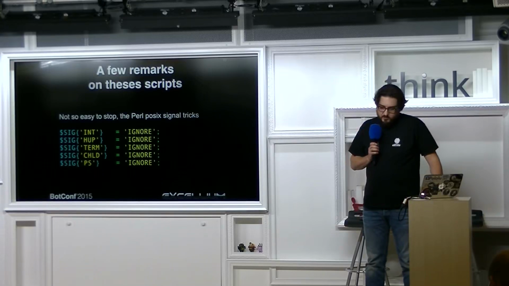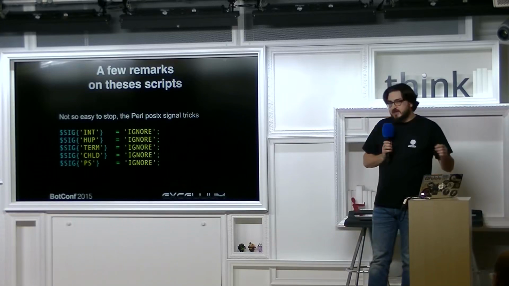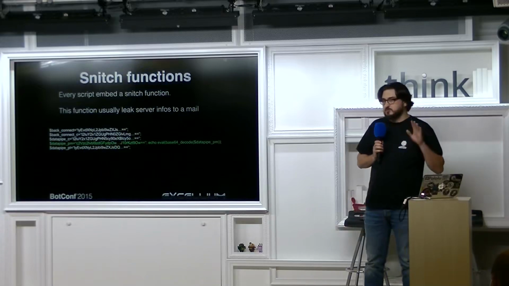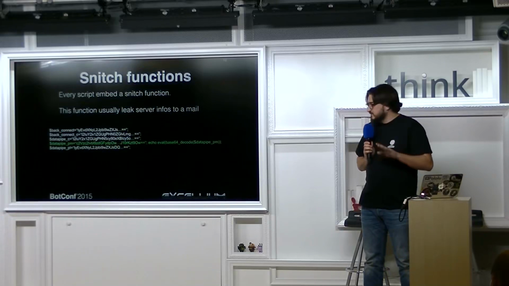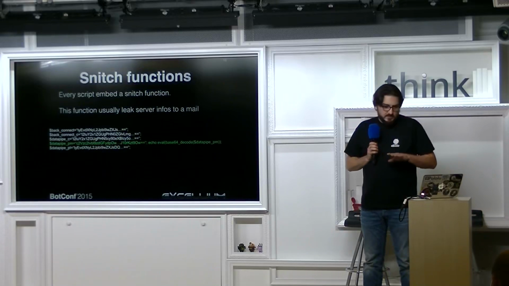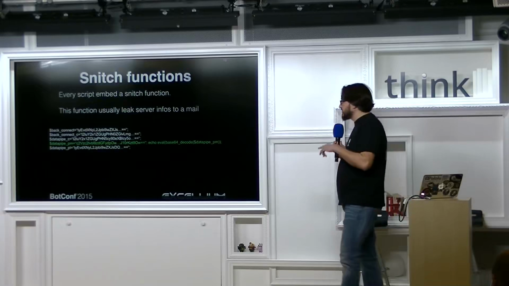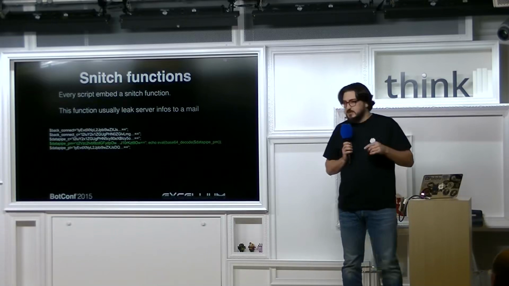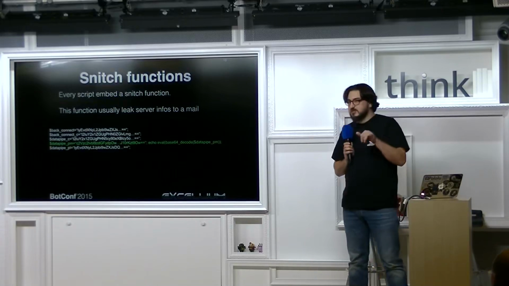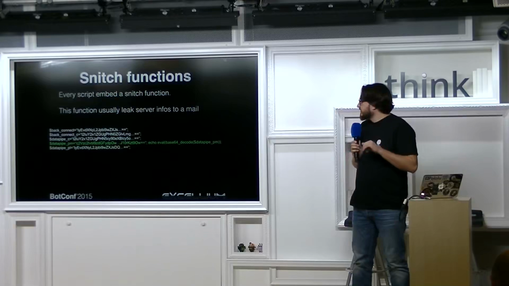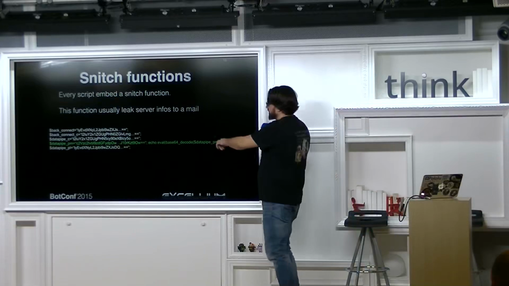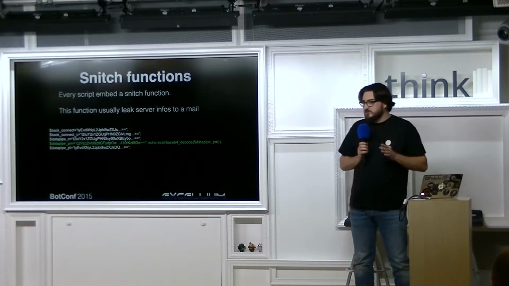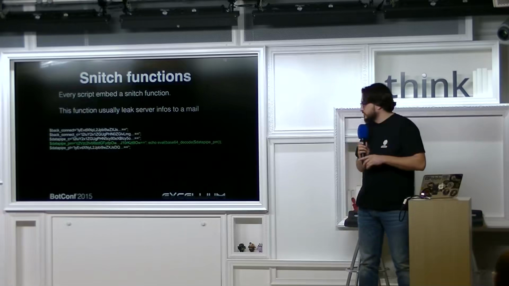One of the major features that you may have inside all the scripts, common to web shells and common to all IRC botnet scripts, is snitch functions. Here is an example from one of the web shells. In the web shell, you have the possibility to drop some binaries. The binaries are in the PHP script, encoded as base64, and one of them is evaluated just after. That's really common. You have that in every script that you find.